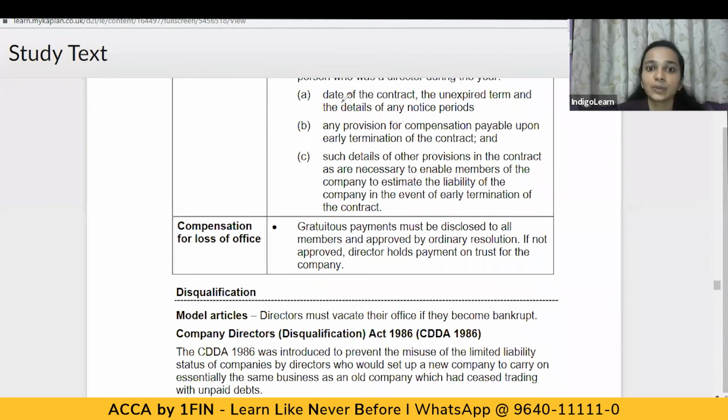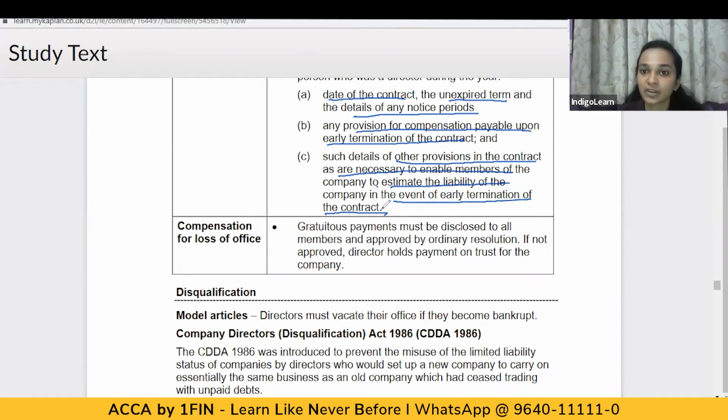Let's see. It will contain the date of the contract, the unexpired term, and the details of notice period, any provision for compensation payable upon early termination of contract, and details of other provisions in the contract as are necessary to enable members of the company to estimate the liability of the company in event of early termination of the contract. So this director's remuneration report shall state all these details.